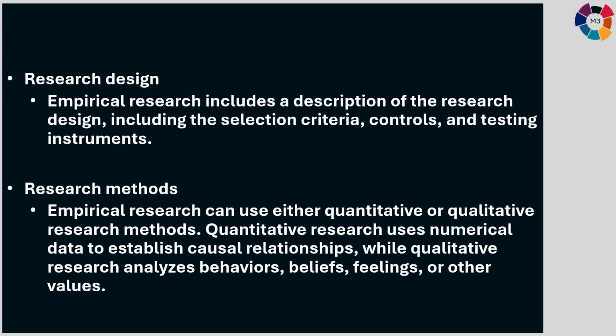Research design. Empirical research includes a description of the research design, including the selection criteria, controls, and testing instruments. When we talk about research design, what we're really talking about is what kind of study was it? How long did it take? What kind of information did they get? All of those details. When we speak about selection criteria, we want to know how they found their participants. Did they find them all in one neighborhood, on one college campus, in one city? Were all of them college students? Were they college students from a certain region of the United States or some other country? We want to know the selection criteria.